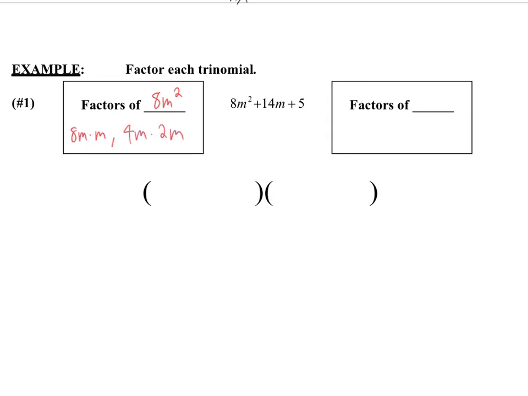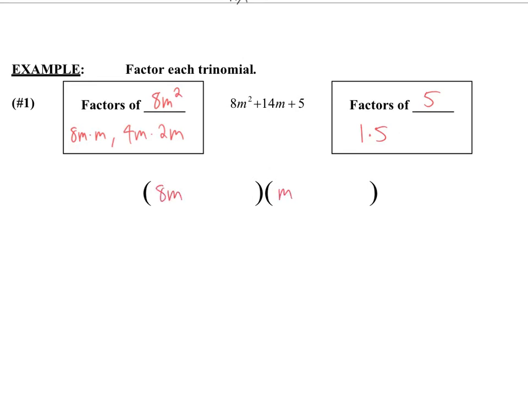All right, and then we need the factors of 5. What multiplies to positive 5? Well, that's only 1 times 5. This one's kind of nice because we only have 1 times 5, which is going to be one combination. So what should we try here? We need to add to 14 in the middle. Let's try 8m and m.